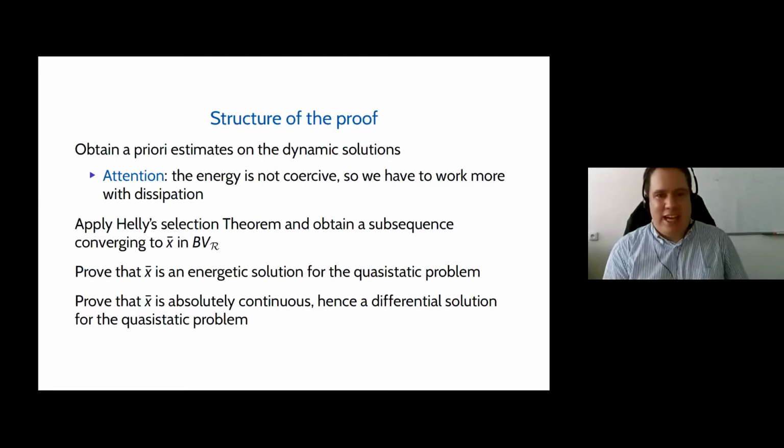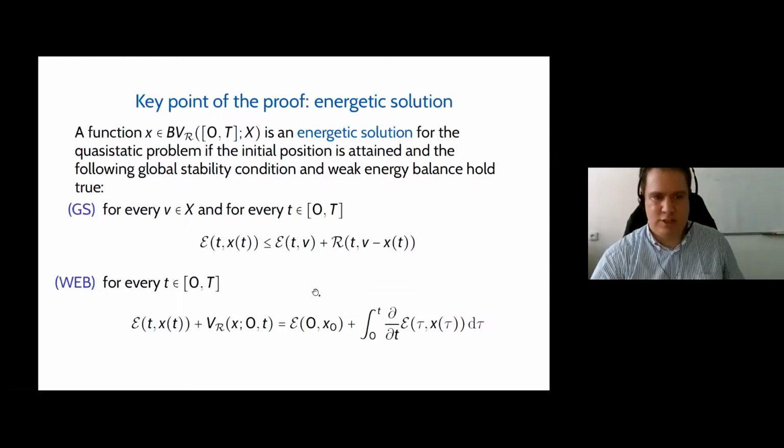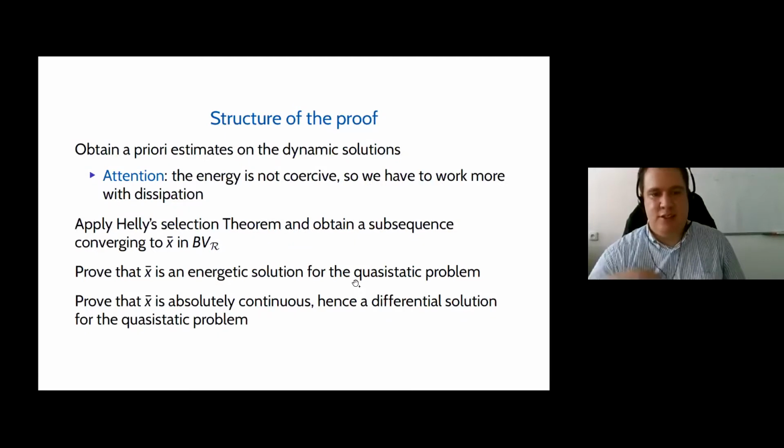Once you have a priori estimates, you apply a selection theorem, you obtain a subsequence converging to some function x bar in BV. You prove that the function is an energetic solution, and again, an energetic solution can be extended to the dynamic problem. So you see something that looks like it passed nicely to the limit. And then you recover regularity, so you can show that if it is an energetic solution, it is actually a differential solution.